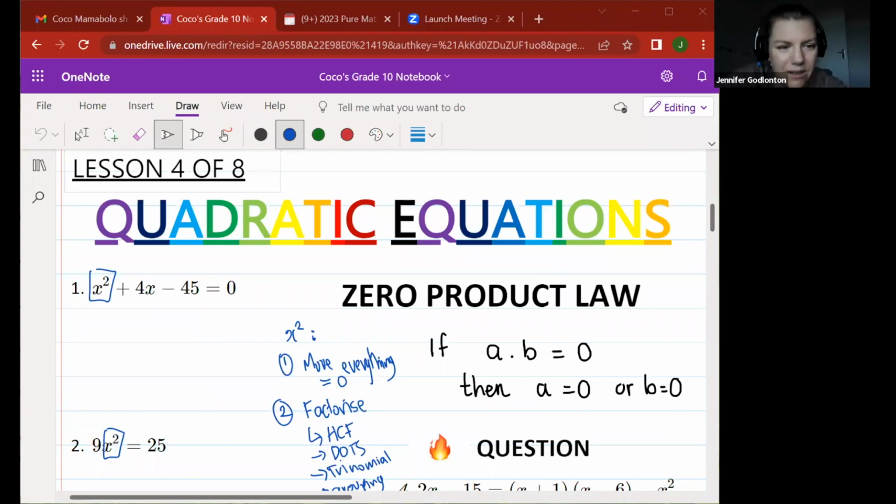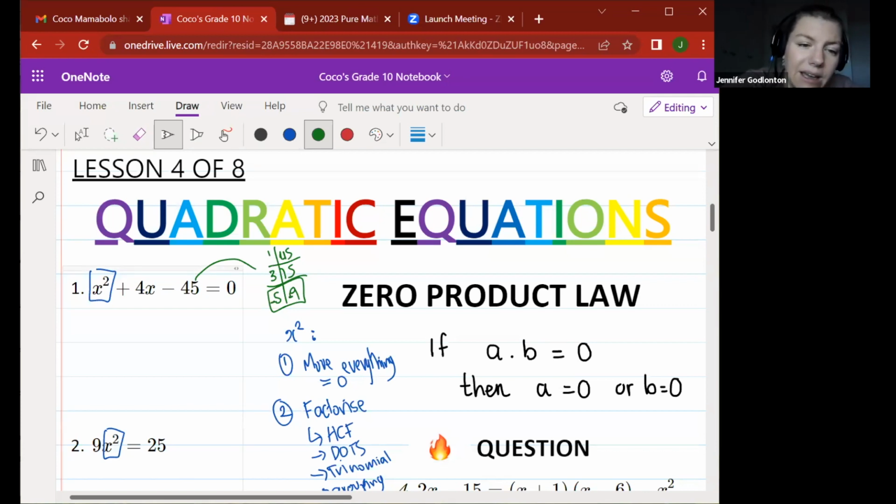Okay, I'm seeing some great answers coming in. Let's chat through this. Nice work, guys. So that negative 45, if we work through our factor pairs, let me get a different color here so I'm not confusing you. We've got 1 and 45. We've got 3 and 15. We've got 5 and 9. And we can see with that 5 and the 9, we could get a 4. So we're going to want to minus 5 from 9.